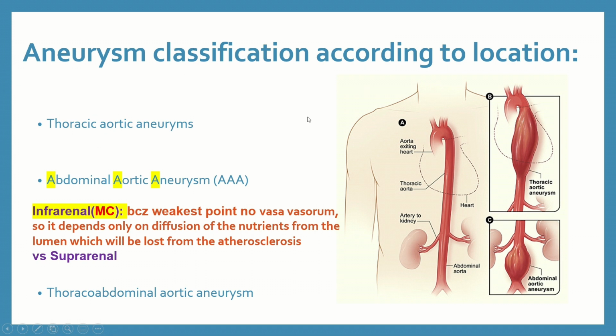So if the aneurysm happen in the thoracic area, it's called a thoracic aortic aneurysm. If it happen in the abdominal area, it's called an abdominal aortic aneurysm. And if it happen both in the thoracic and abdominal area, it's called a thoraco-abdominal aortic aneurysm. And the most common site for abdominal aortic aneurysm is infrarenal, because this site is the weakest point of the aorta because it does not have any vasa vasorum. So this site depends only on the diffusion of the nutrients from the lumen, which will be lost from atherosclerosis.